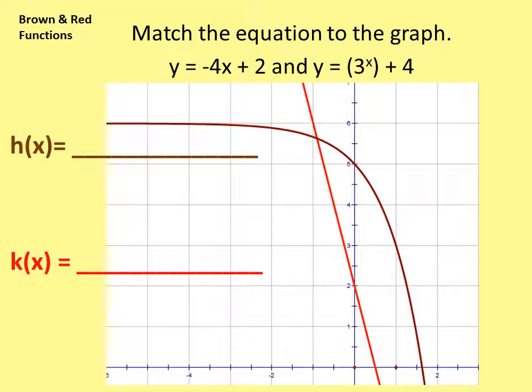Finally, match the equation to the graph. Is h of x equal to negative 4x plus 2, or is it 3 raised to the x power plus 4? What is k of x? You're finally done with the yellow lesson.